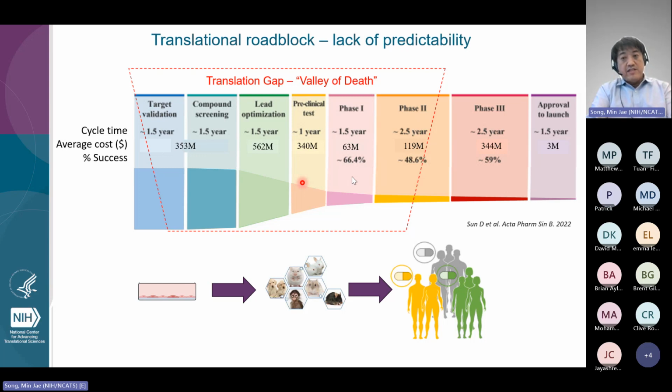So as you can see in this chart, the translational steps take over 80% of the entire cost of the drug development, and this failure rate remains not improved, although the drug development cost is annually increasing. So as a government agency, NCATS tackles these translational problems to improve the translational quality and efficiency.